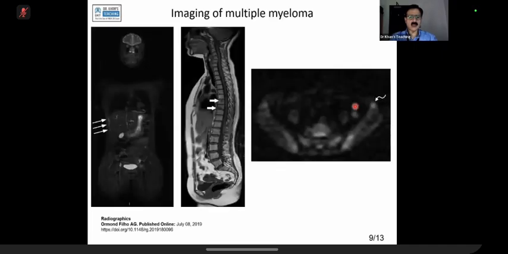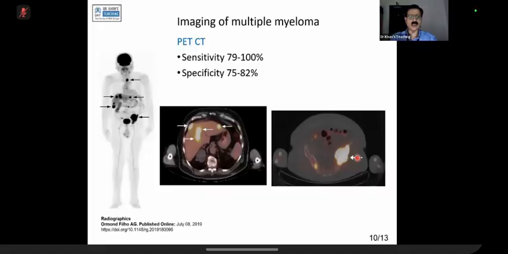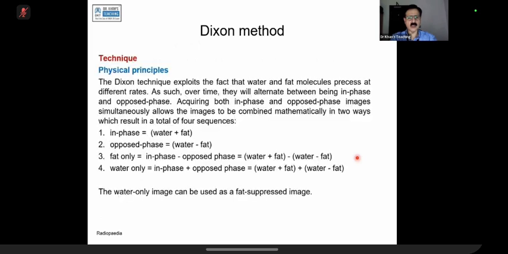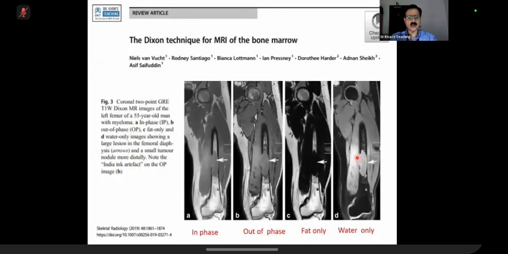So this is on a T1, low signal and multiple lesions. This is a DWI sequence. Of course, PET CT can also be done. It is very good, but you will not have the capacity to do a PET CT for every case of multiple myeloma. I just wanted to tell you something about Dixon imaging here.